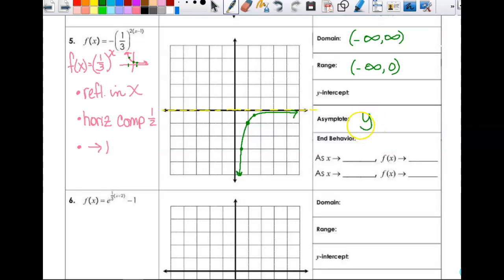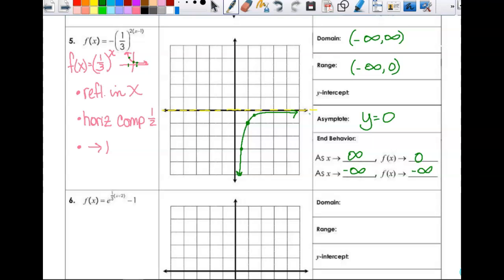Asymptote, it's an equation. It's at y = 0. As x approaches infinity, f of x approaches what? 0. And as x approaches -infinity, f of x approaches -infinity. Okay, so my y-intercept, I have a y-intercept when what is 0?